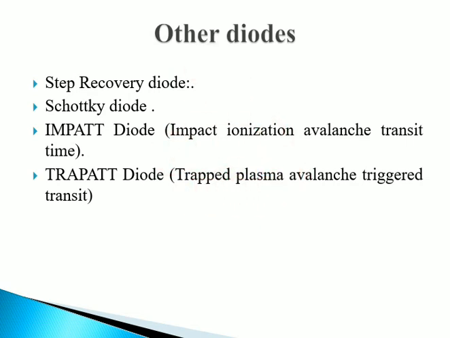First one is the step recovery diode, which is a special type of diode where the doping is done differently when you compare it with an ordinary diode. The density of the carriers decreases near the junction. They are used in frequency multiplier circuits. They can also be used in pulse and digital circuits.